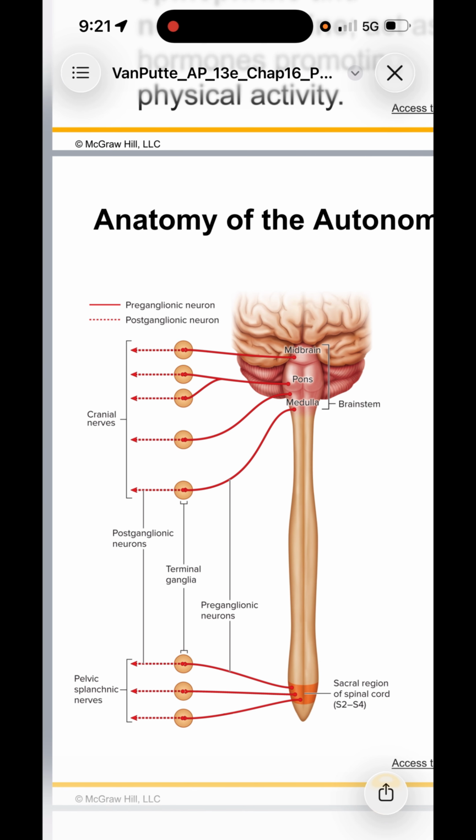Preganglionic neuron, postganglionic neuron, midbrain, pons, medulla. Brainstem, cranial nerves, postganglionic neurons, terminal ganglia, preganglionic neurons, pelvic splanchnic nerves, sacral region of spinal cord S2 through S4.